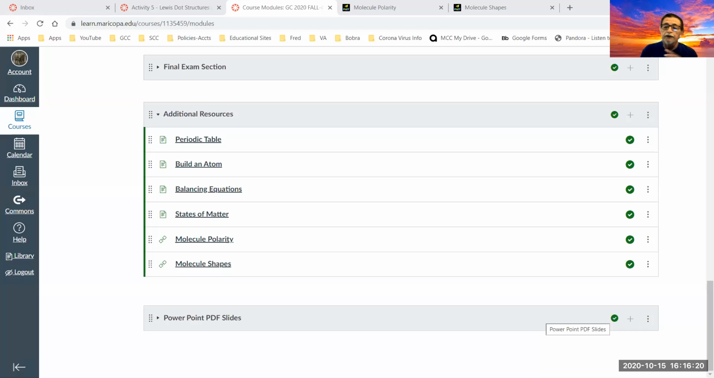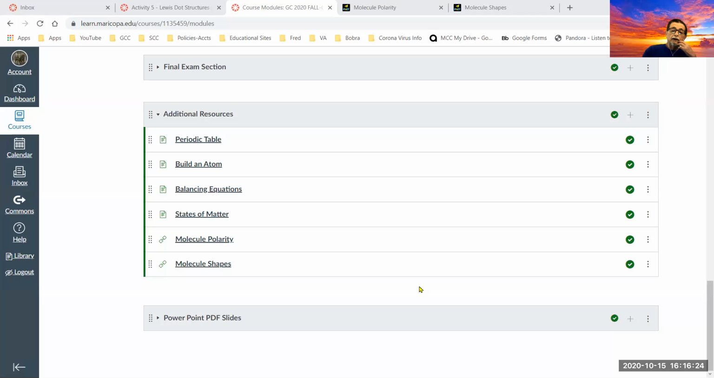Anyway, a couple of quick things. I sent an email already. I've added a couple of extra simulations to help you out with shapes and polarity. But let me go to that website just to make sure that you know where they're at.